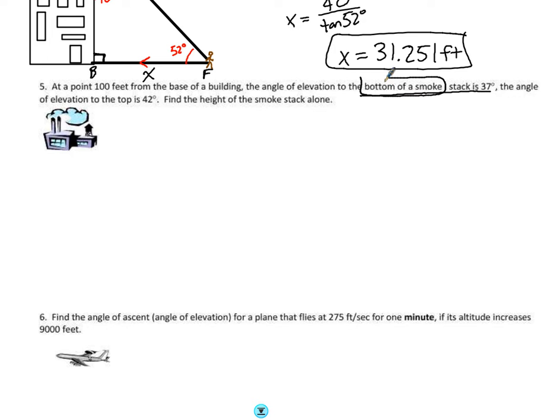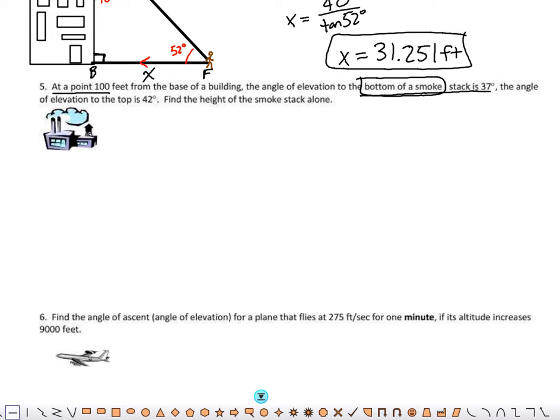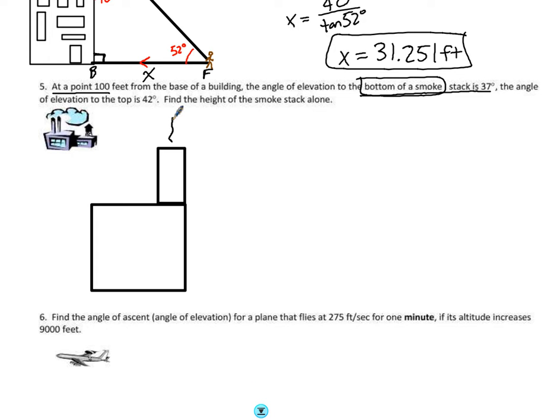So let's quickly just draw a building. Here's my structure. On the top of that structure we have a smokestack that's coming off of it. So we'll put a smokestack on top of that building. That's got some smoke coming out of it. I'm not worried about that so much. And now we have two different angles from a location that's 100 feet away from the base of that building.